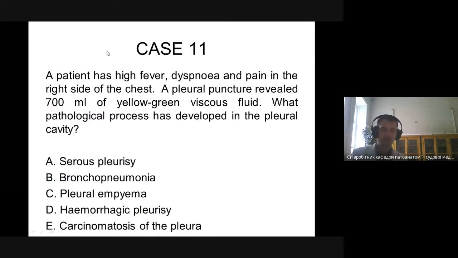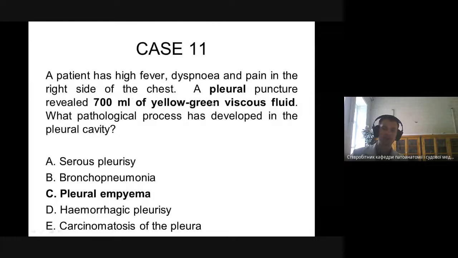The last case: a patient has high fever, dyspnea, and pain in the right side of the chest. A pleural puncture revealed 700 milliliters of yellow-green viscous fluid. What pathological process has developed in the pleural cavity? So we see that it contains yellow-green viscous fluid, pus. So we have to find purulent inflammation in the pleura. Pleural empyema is a great choice.